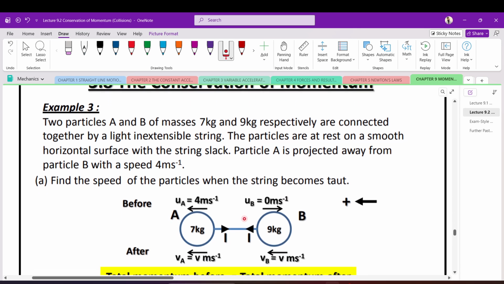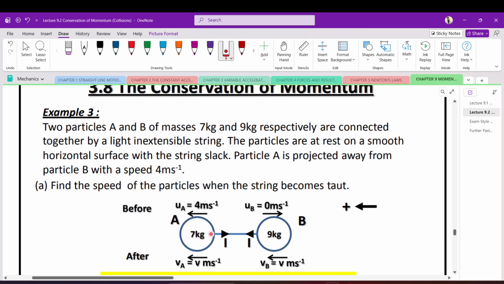All right. So now this is a kind of a different situation, but it is still related to momentum, right? So you have two particles A and B connected through a light inextensible string. And when it says that it is slack, that means that it is loose. It's not held tightly, right? So what happens is this particle A is projected away from particle B with a speed of 4 meters per second. So that means the velocity of A is going to be 4 meters per second away from B. So that will be towards the left. Find the speed of the particles when the string becomes taut.